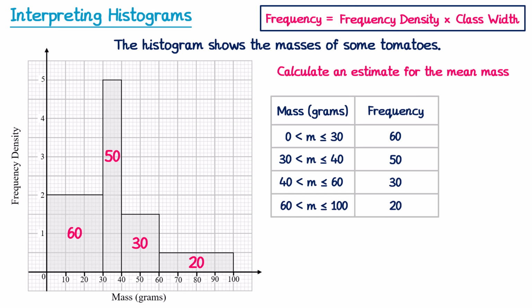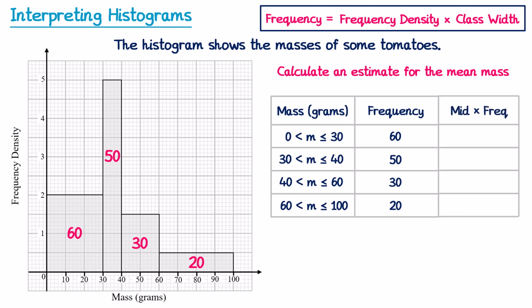Now that we've drawn this frequency table, we can calculate an estimate for the mean in the usual way. To do this, we would extend the table and create an extra column for the midpoint multiplied by the frequency. So we need to multiply the midpoint of each of the intervals by its frequency. So for the first interval here, it goes from 0 to 30, the midpoint of that is 15, and we need to multiply that by its frequency, which is 60. 15 times 60 is 900.